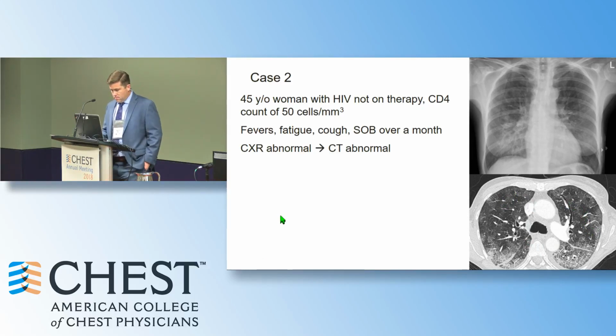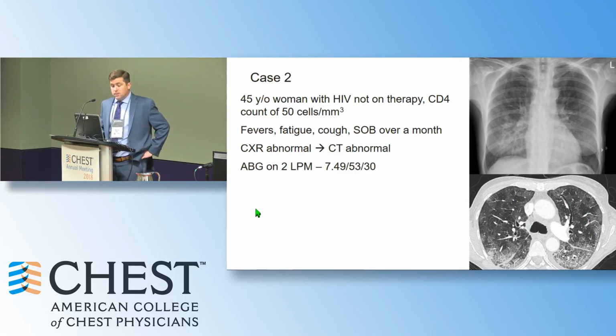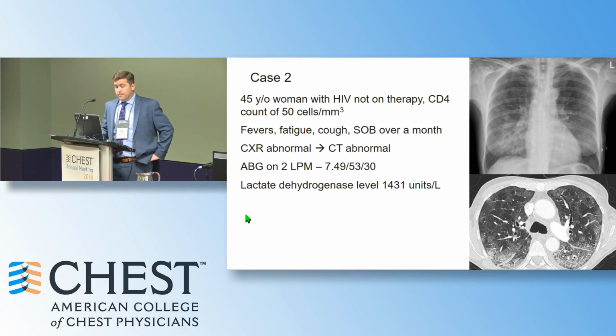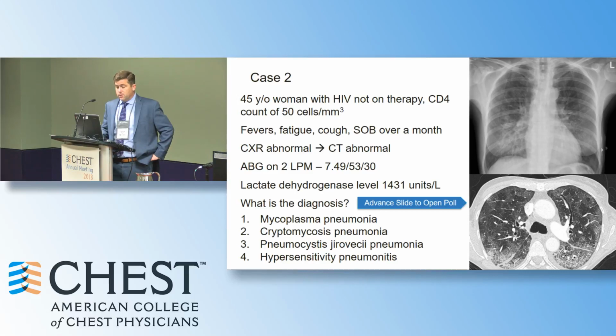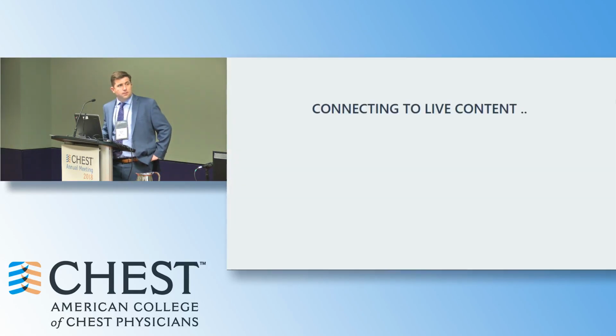So on ABG, she's got a PO2 of 53 millimeters of mercury on 2 liters, and her lactate dehydrogenase is 1,431. I think you're going to guess one too, but what's the diagnosis? Mycoplasma is number 1, cryptomycosis is number 2, pneumocystis is number 3, and hypersensitivity pneumonitis is number 4. So it's a talk about infections, so probably not in this context going to be hypersensitivity pneumonitis.